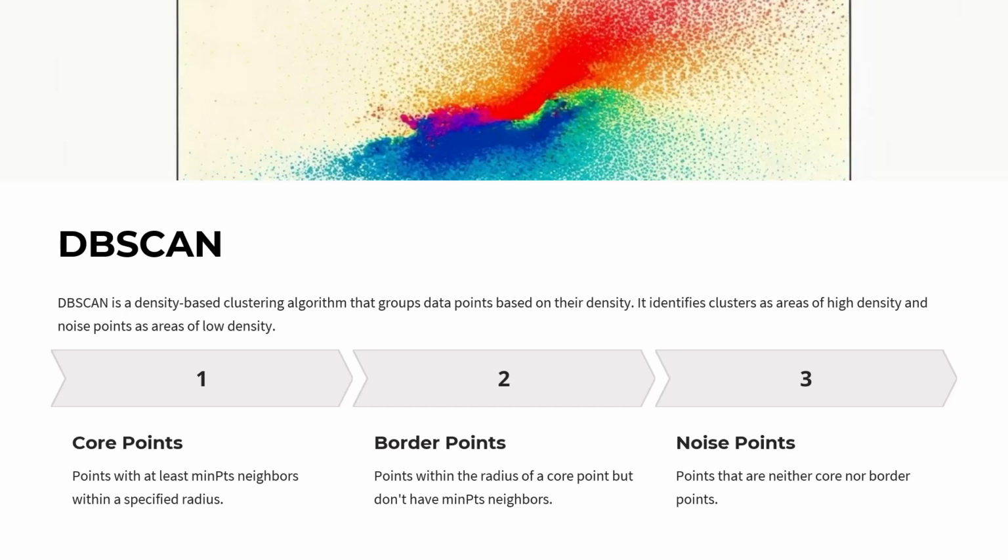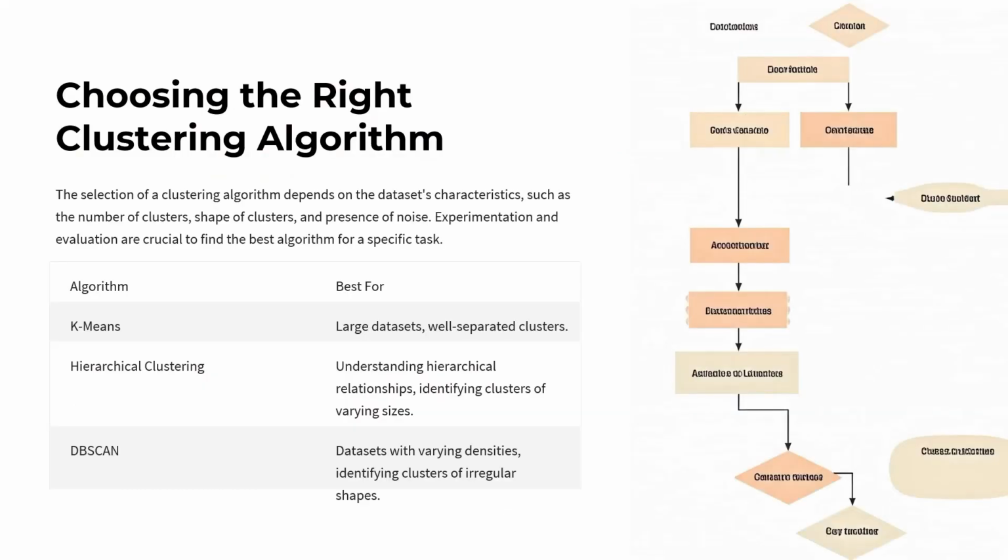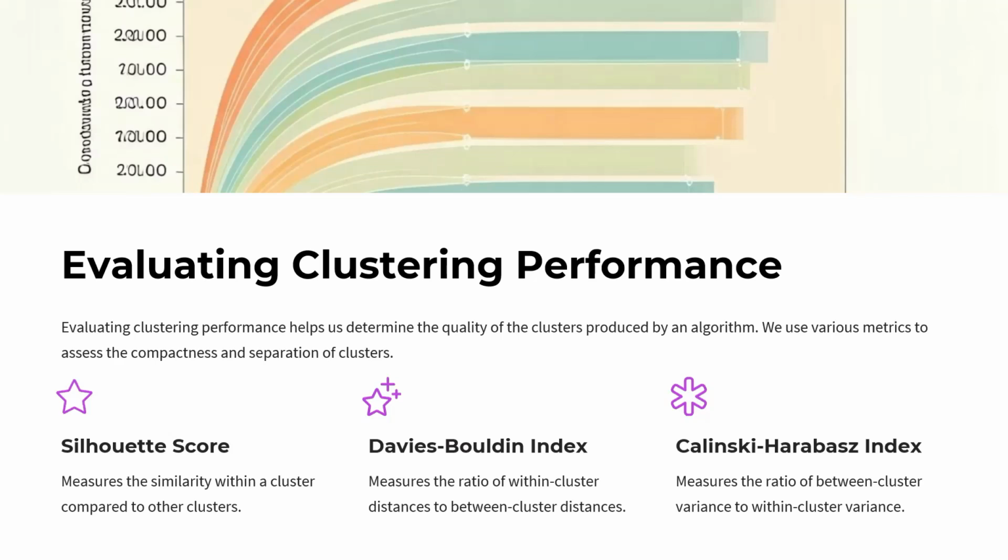Then we'll move to the next slide that describes choosing the right clustering algorithm. The choice of a clustering algorithm depends on the characteristics of the dataset. For instance, k-means works well with large datasets and well-separated clusters, while hierarchical clustering is better suited for understanding hierarchical relationships and identifying clusters of various sizes. DBSCAN is best for datasets with varying densities and irregular cluster shapes. To determine the most suitable algorithm, it is essential to experiment with different methods and evaluate their performance using appropriate metrics.